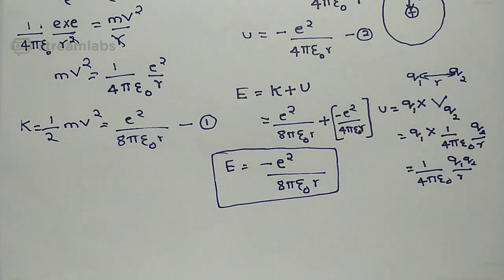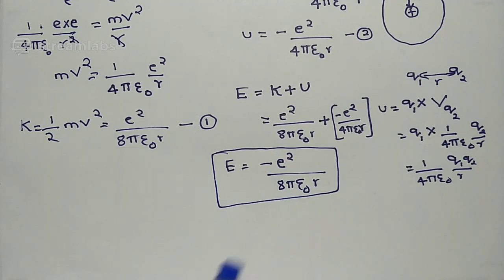What is the significance of total energy being negative? I have already told you the significance of negative energy. It is a bound system. So if you want to make the electron free from the nucleus, you have to supply some energy. And the amount of that energy is e square by 8 pi epsilon naught r. When you supply this much energy, you can remove an electron from the orbit of the atom.